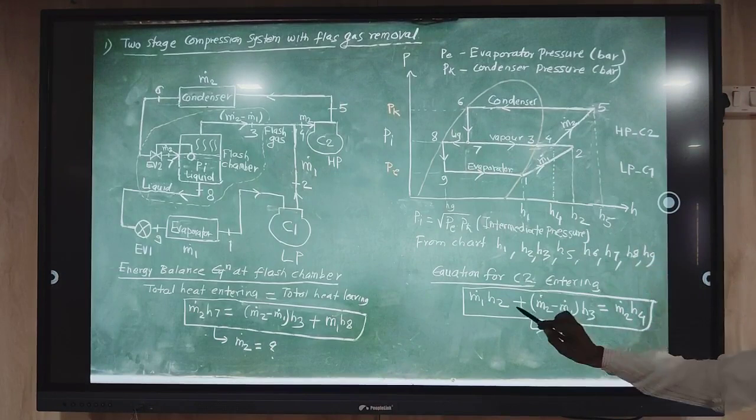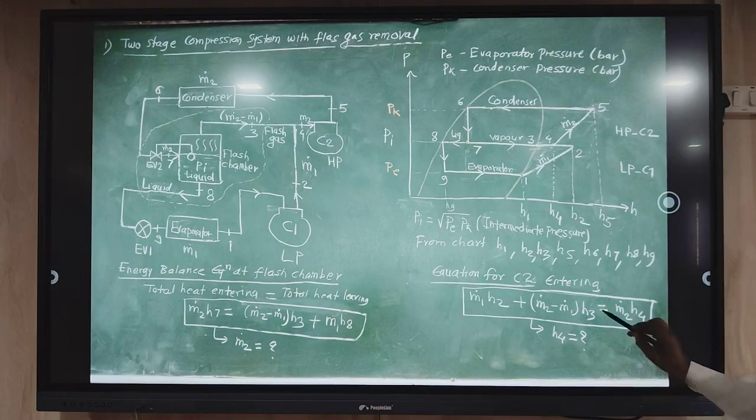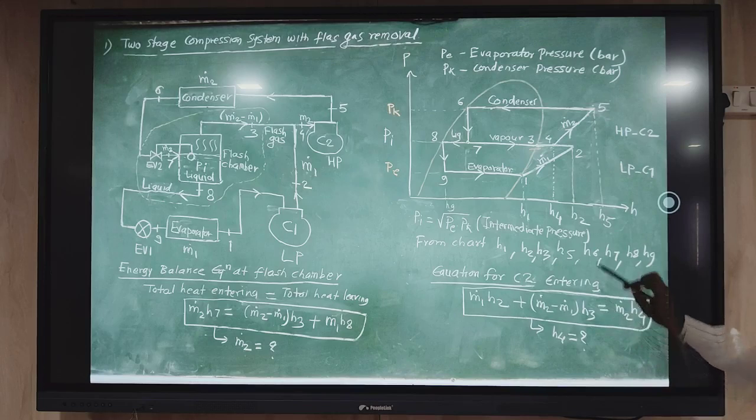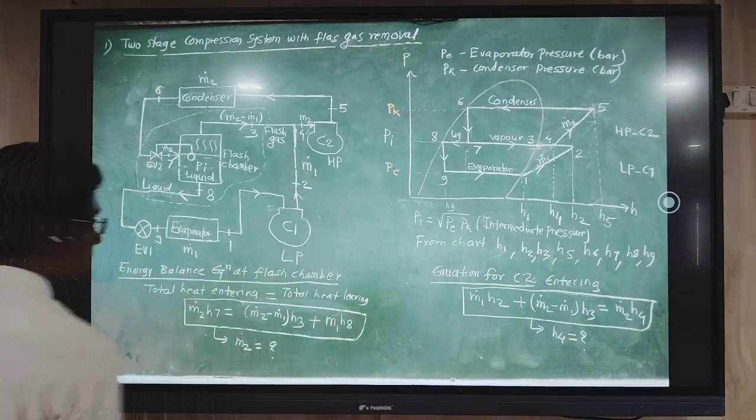Enthalpy H2 we obtained from this chart. Enthalpy H3 also we obtained from the chart. So here the unknown is what? H4. To get H4 we have to put the value of mass flow rate 2, but the mass flow rate is unknown. When we put the mass flow rate here, then we can get the enthalpy H4. Currently there are two unknowns. So to find M2 dot, we have to again use the energy balance method.